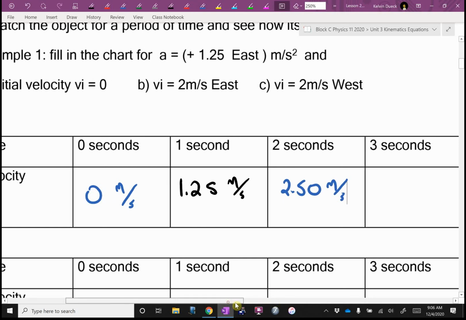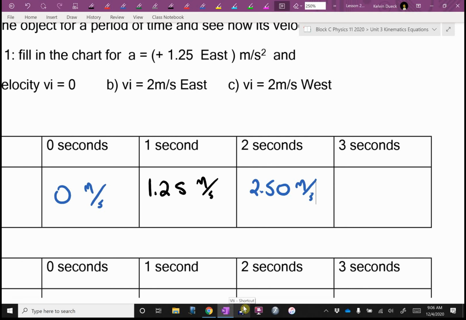Okay, Sarah, Smarty Pants, how fast do you think it's going after 3 seconds then? Can you do the math in your head? Or use a calculator, I don't care. 3 point, yeah.